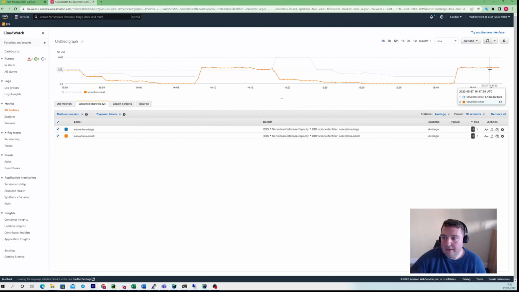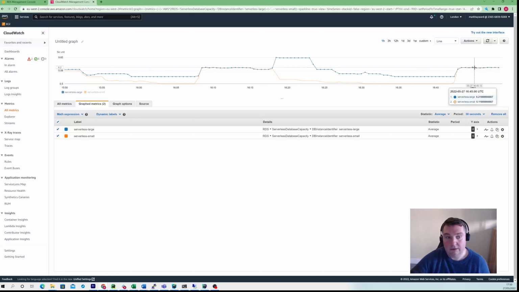Now, this time, they didn't seem to scale up at all. They seem to be pretty much consistently around 6 ACUs each. I don't know why that didn't scale up. Previously, we saw it shoot right up to 6. And of course, the ACU count on both these databases is set to scale up to 128 ACUs. So I don't know why it didn't scale beyond 6. It's very strange.